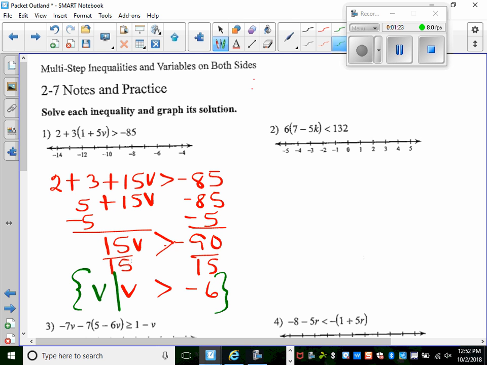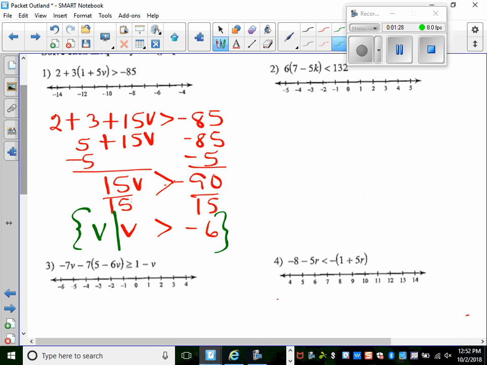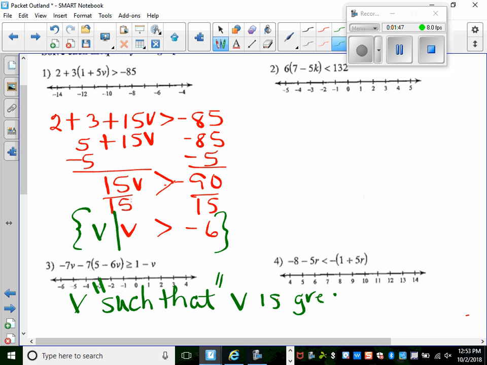Now I'm going to read it to you so you'll know how to actually say this. So if I were to ask you what is the answer in set builder, you would read it as, and I'll write down the words and erase them. You would read it as v such that, that's how you read the bar. V is greater than negative 6. Okay, so that's how you would actually read it. So the bar is just read as such that.